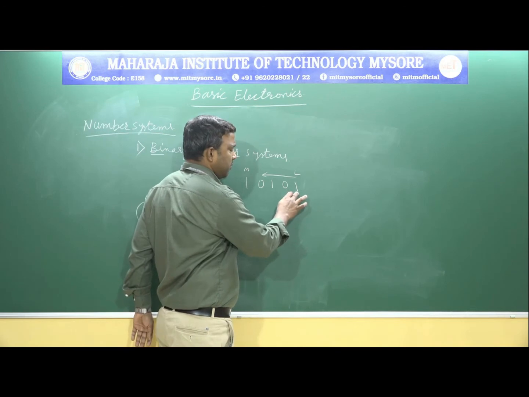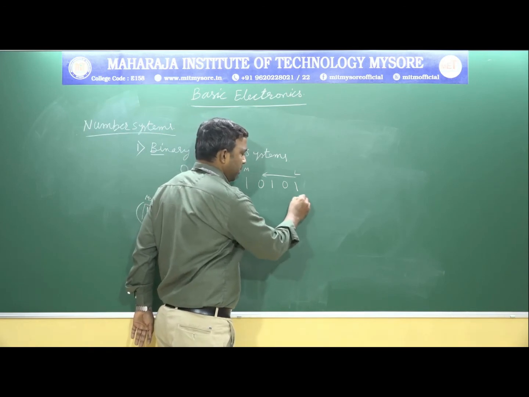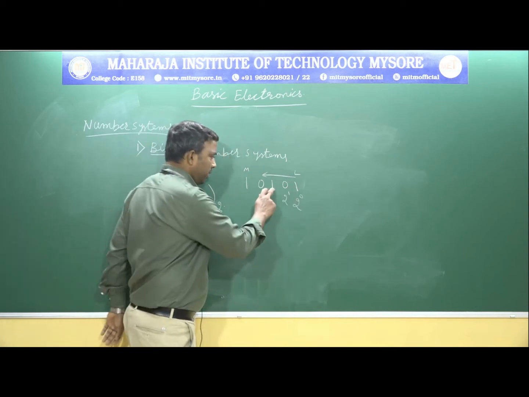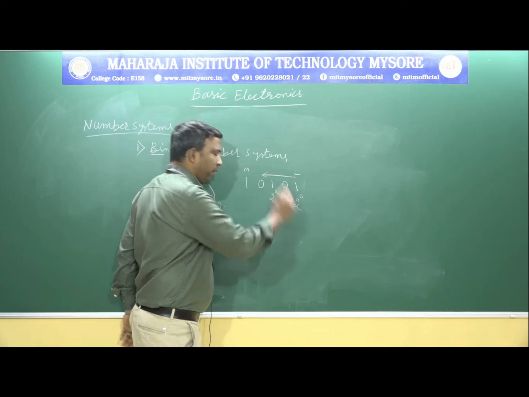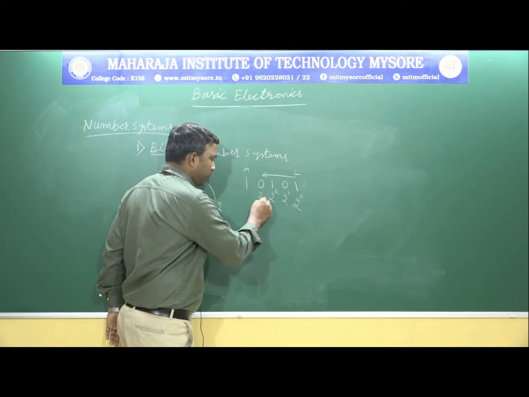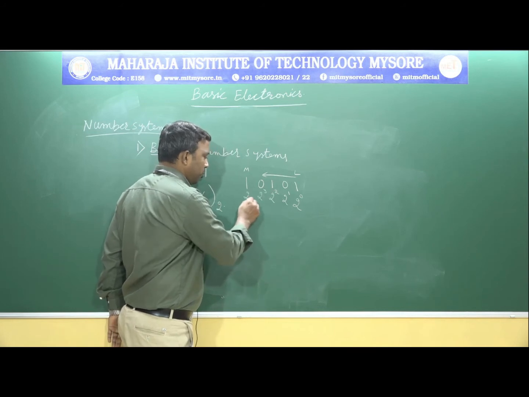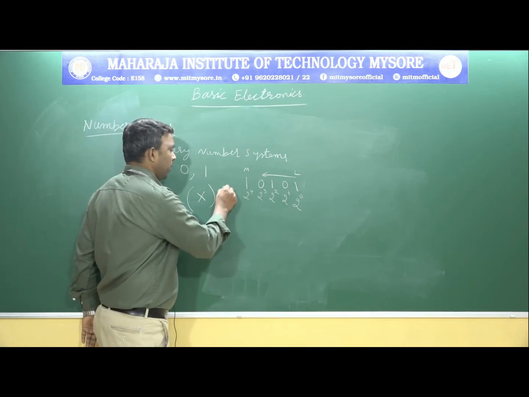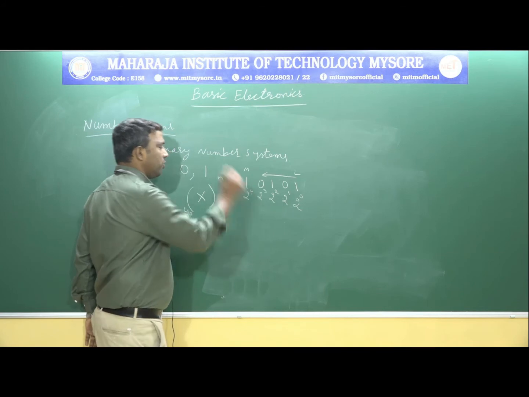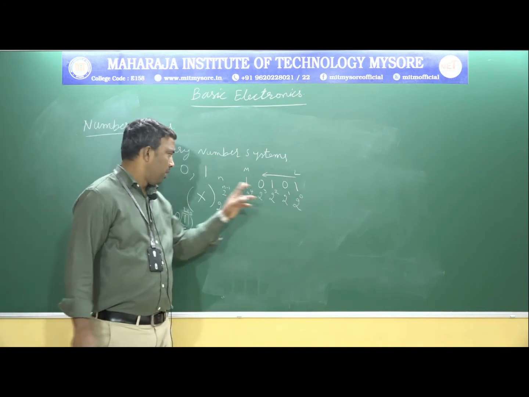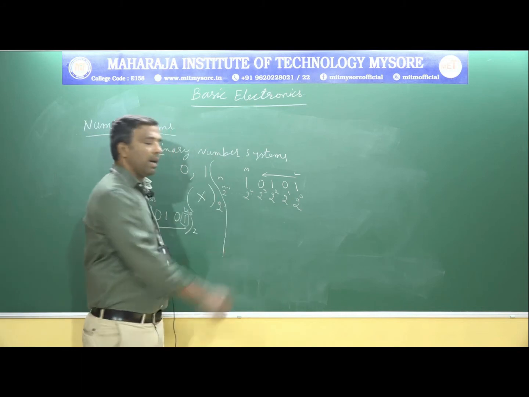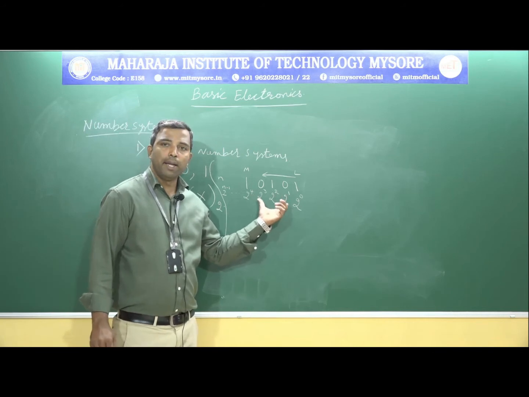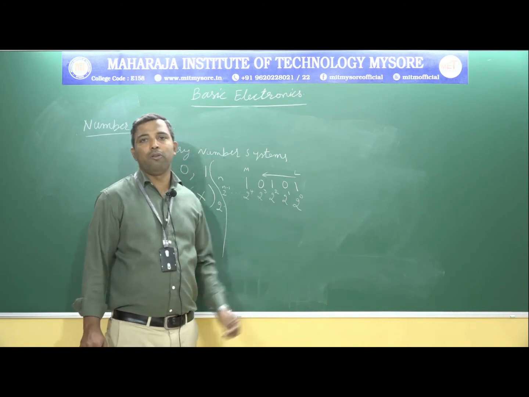The positional value of this is 2 power 0, this is 2 power 1, this is 2 power 2, and this one is 2 power 3, this one is 2 power 4. So on for the other numbers, till 2 power n minus 1 for the nth number, because we are considering from 0, the nth number ends at n minus 1. So this is nothing but the representation of the binary number system with respect to positional value.